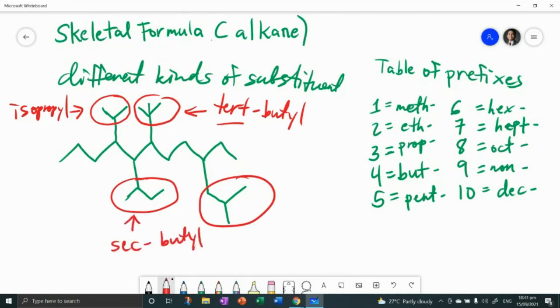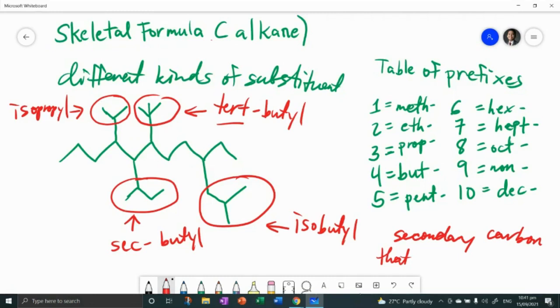And then dito naman sa portion na ito is isobutyl. Natandaan natin yung mismong mga structure na yan, because these kind of substituent, they are known as the secondary carbon that is attached to the chain. Medyo wala na ako dun sa mismong whiteboard. Yun yung tatandaan natin. So, just remember about this.